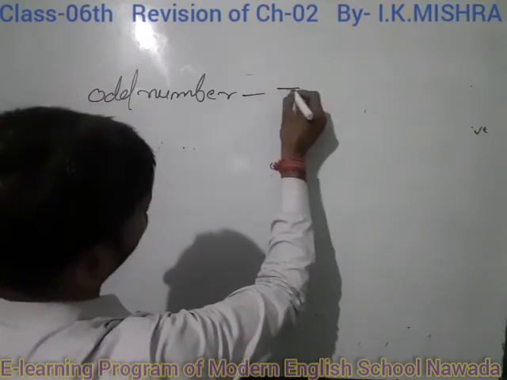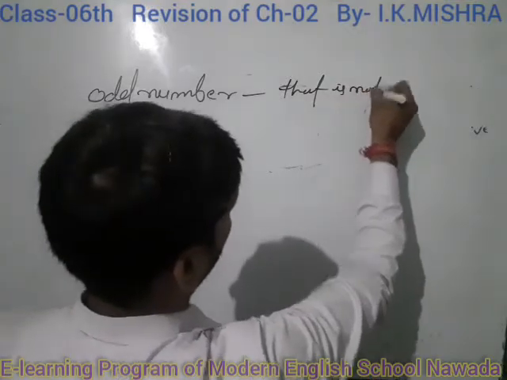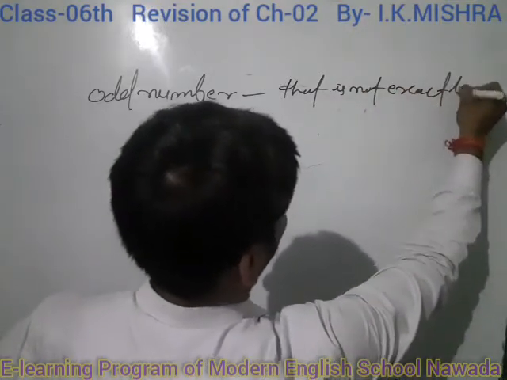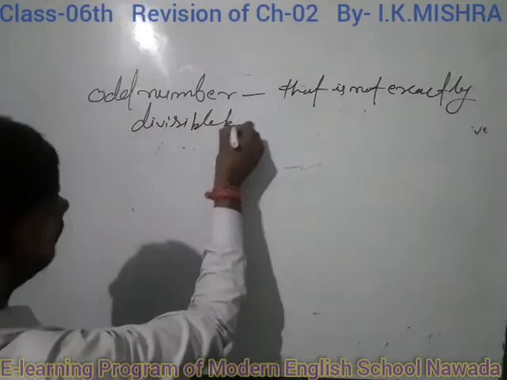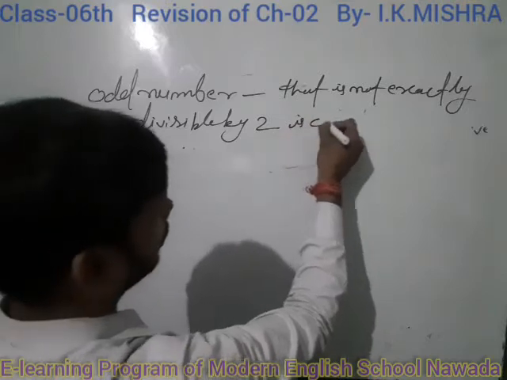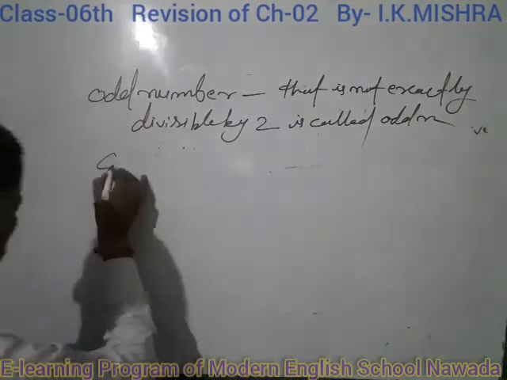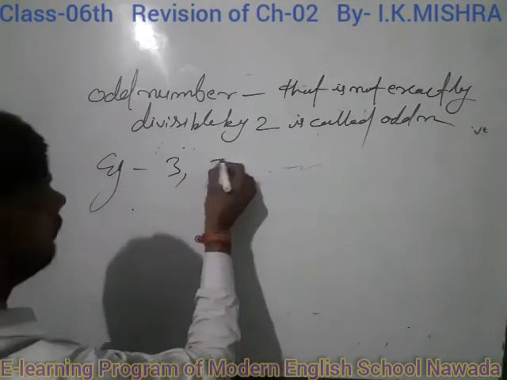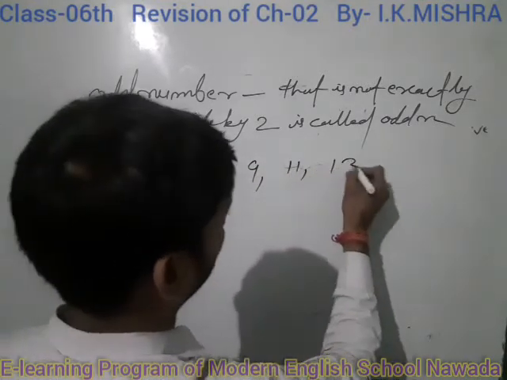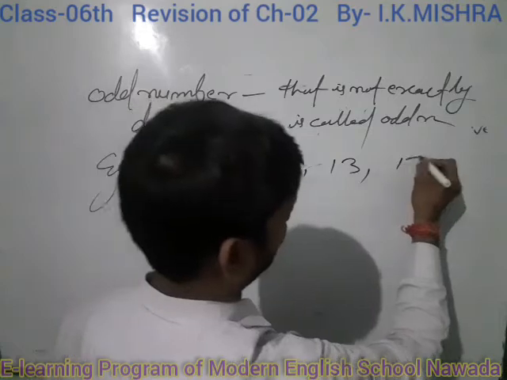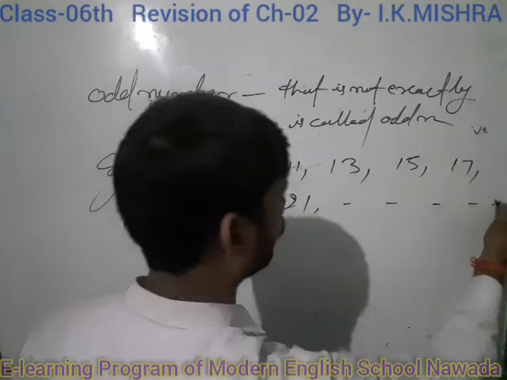The number that is not exactly divisible by 2 is called an odd number. Examples here: 3, 5, 9, 11, 13, 15, 17, 21 and so on to infinity.